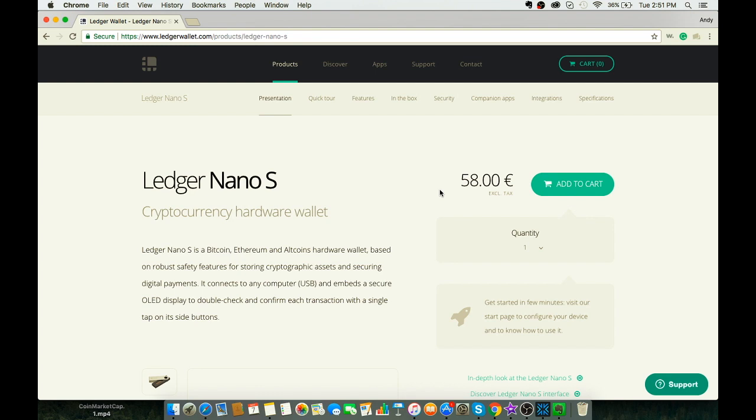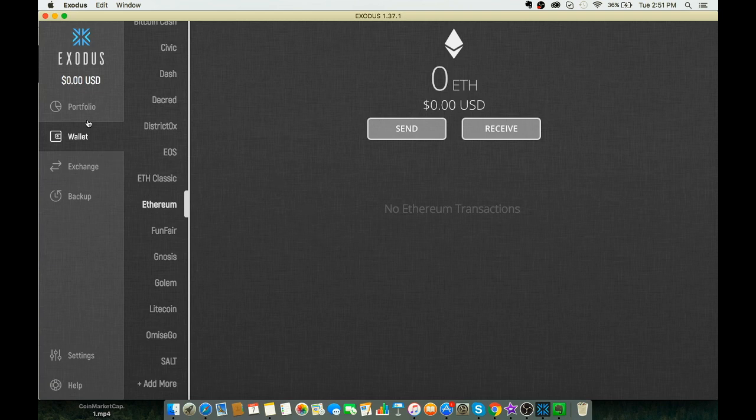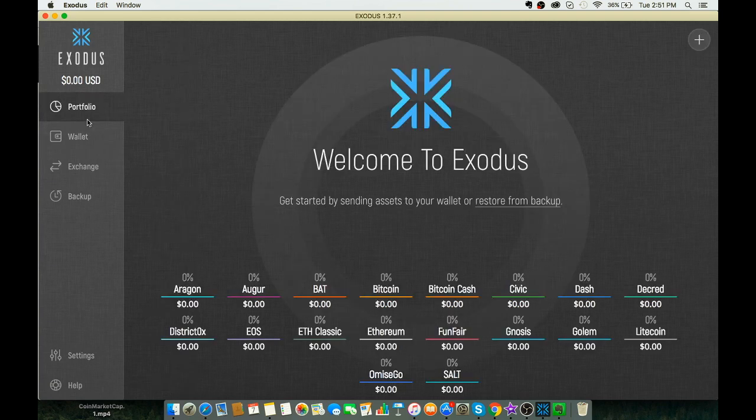I would suggest doing this, or there's other things that you can do as well, such as a completely separate computer for your Exodus wallet, for instance, where you use your Exodus wallet on a separate computer and only plug it in when you want to have access to your coins.